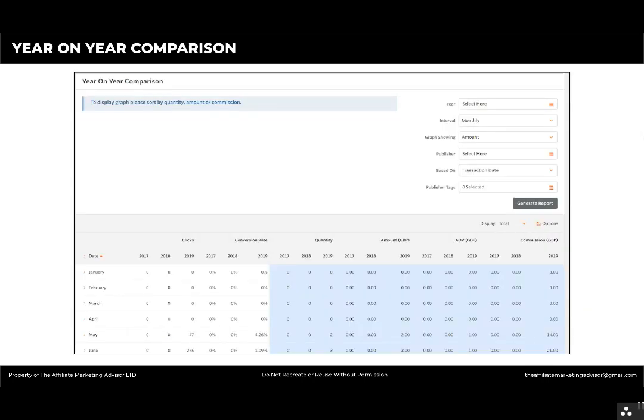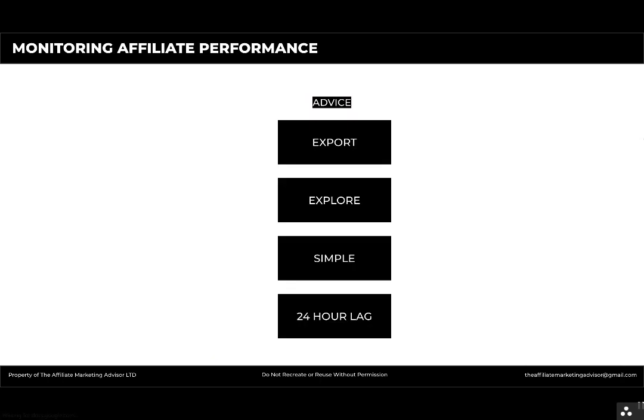And the year-on-year comparison is where you can get a really good breakdown of how you're performing over various years. And again, you can use the filters and options to export and change the view of the data. So in terms of monitoring affiliate performance, top advice is to get used to using the export function, because you can use that to create your own more detailed reports on Excel or within Google Docs. Explore, have a play, and get to know what each of the reports can do and how they can help.